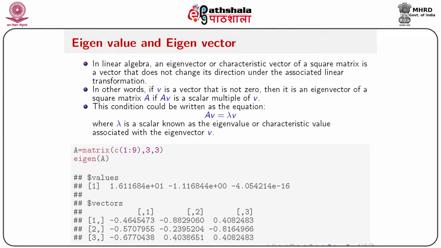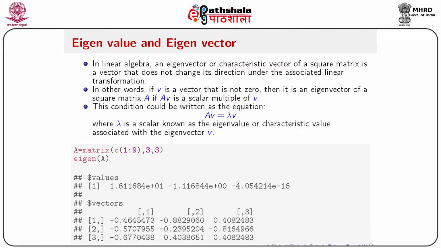Now another aspect that you can derive from matrix algebra is eigenvalue and eigenvector, which is very, very important in many aspects, especially for principal component analysis and factor analysis. Eigenvalue and eigenvector is a very important concept to get the solution. In linear algebra, an eigenvector or characteristic vector of a square matrix is a vector that does not change its direction under the associated linear transformation.